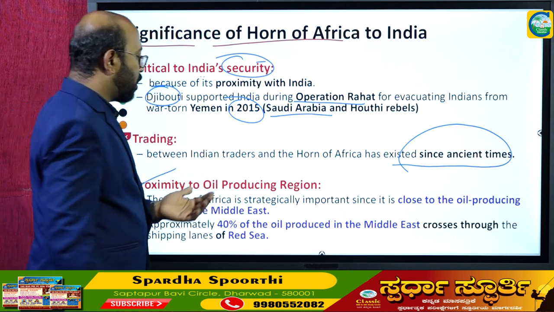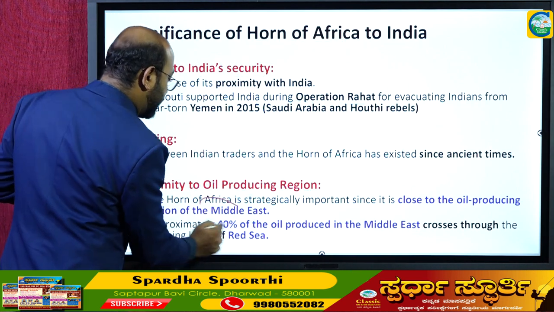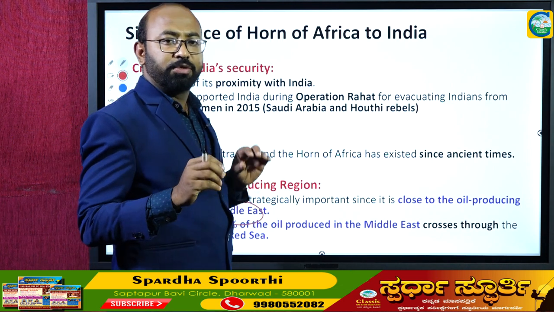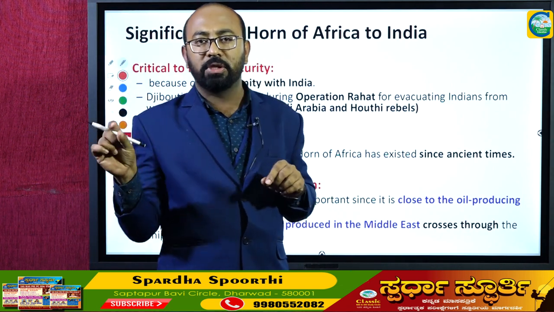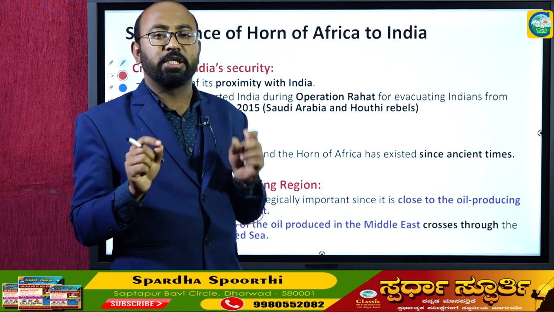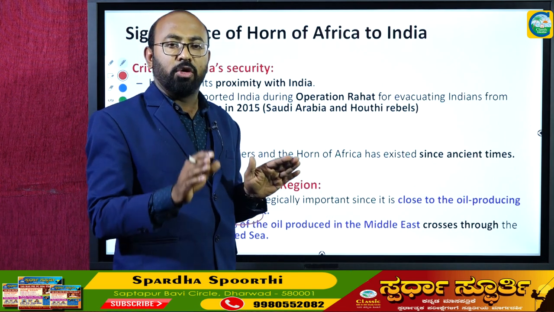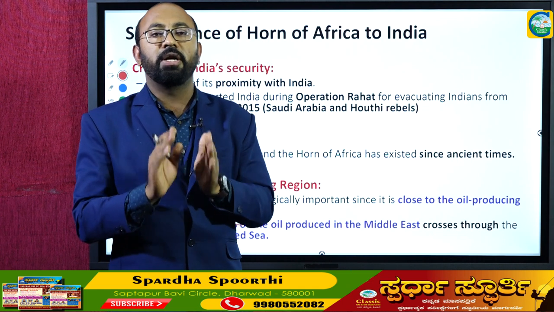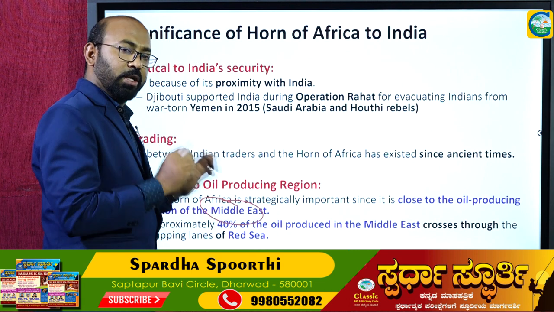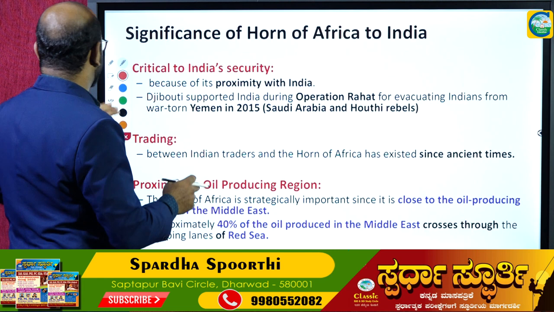Then proximity to the oil producing region, especially the Middle East. Yes, the Middle East is known for the oil economy. 40% of the oil which is produced in the Middle East has to pass through the Gulf of Aden. In this Gulf of Aden, Djibouti acts as the choke point. If Djibouti decides to block the Bab al-Mandab, it can be closed. 40% of the oil trade can be stopped, right? Because of this reason, this area becomes very, very significant for the Indian government.